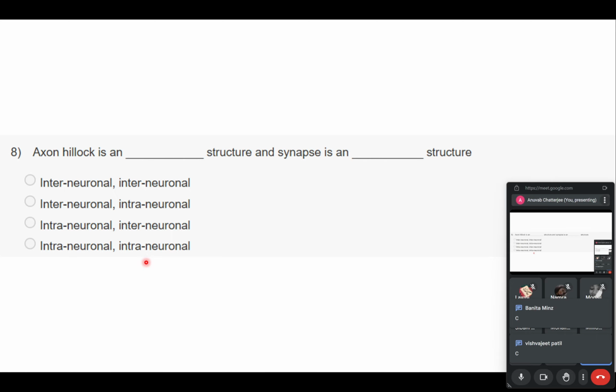Okay, so with the answers coming in, Trupti, Mona Lisa, and Shantipriya say it is C. Lakshmi Priya, Shraddhanjali, and Kamlesh say it is C again. Mona Lisa, Banita, and Vishwajit also say it is C, which is axon hillock is intraneuronal and synapse is interneuronal. And Vishwajit, Surajit, Jagruti, and Shibani also say it is C. Axon hillock is intraneuronal and synapse is interneuronal.